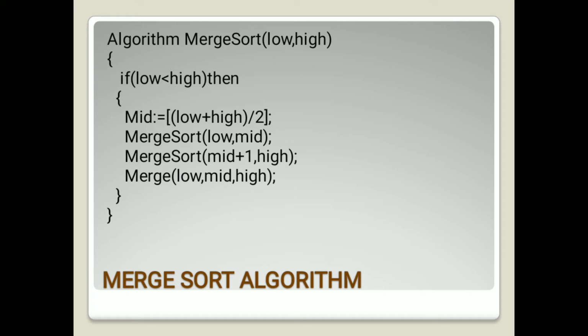So we are just going to keep on subdividing it until there is only one element in the array, and after that, once the dividing part is over, then we are just going to start conquering it. We are going to merge low, mid and high, so we are going to call the merge function.